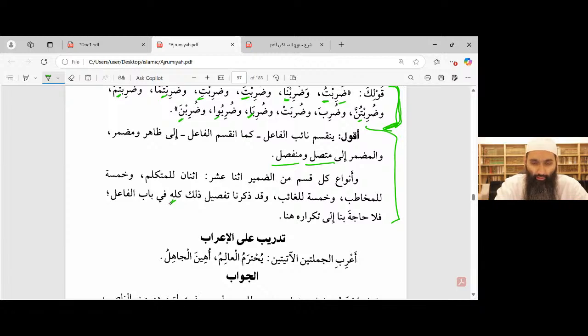كله is توكيد for ذلك, and ذلك here is مضاف إليه. Okay, وقد ذكرنا تفصيل ذلك كله في باب الفاعل. So the details of that we mentioned in باب الفاعل. فلا حاجة بنا إلى تكراره هنا. So there's no reason for us to repeat that again here.